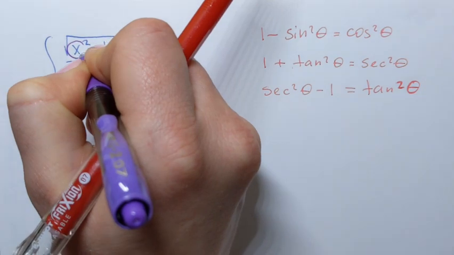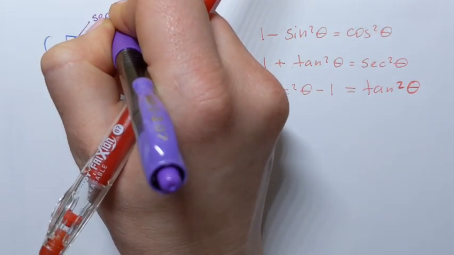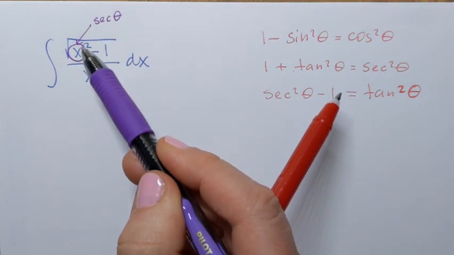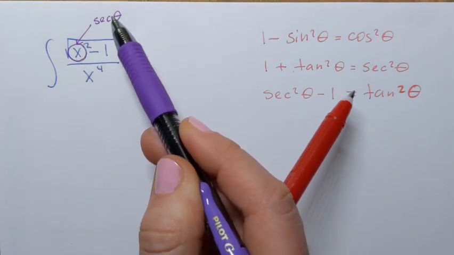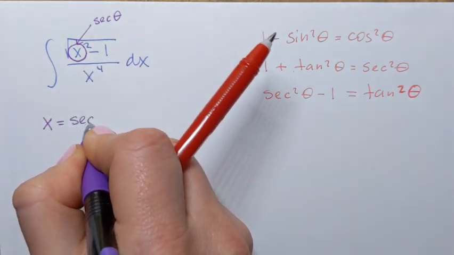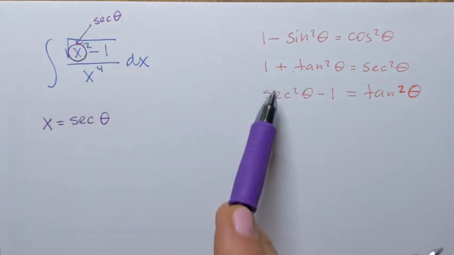I want my tangent to turn into secant theta, right? Well, why is it secant theta? Because if x is secant, then x squared is secant squared, right? So that's the idea. I'm going to write this down. I want x to be secant theta, because with that, I'm creating the left-hand side of one of the identities.